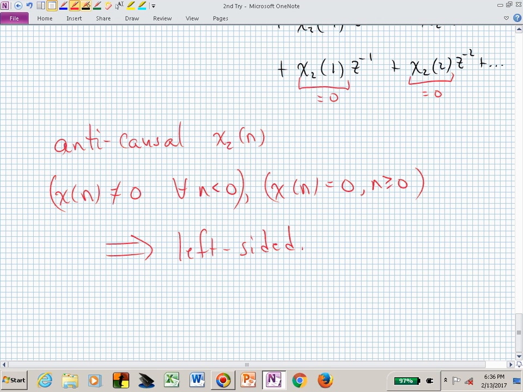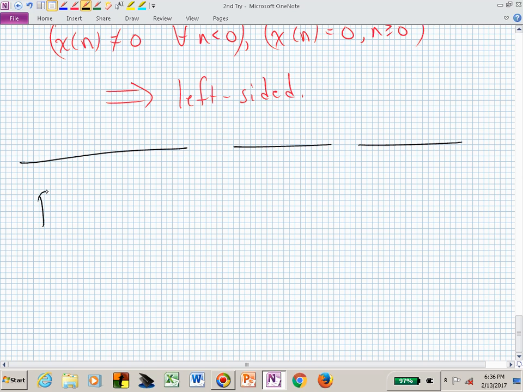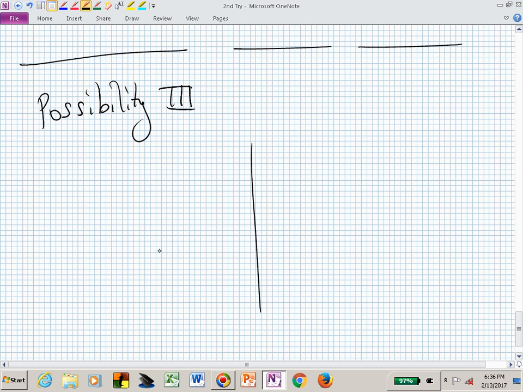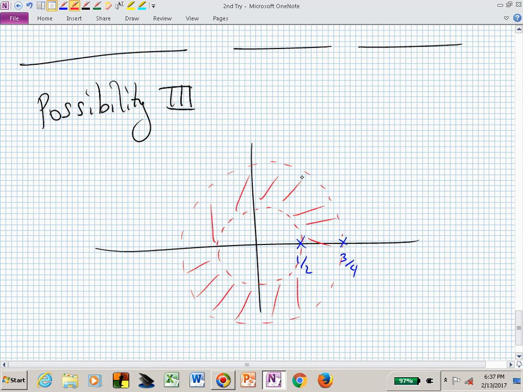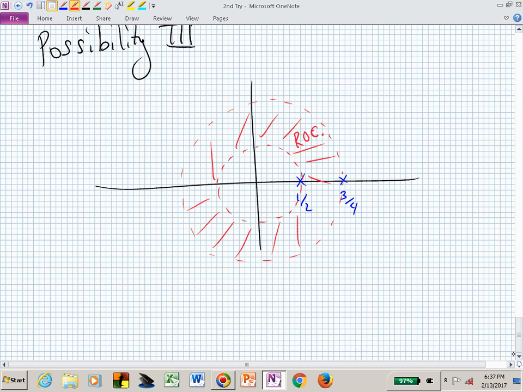But let's now look at the third possibility, relative to these two poles. We have a pole at 1/2, and we have a pole at 3/4, and this is really going to test my drawing or sketching abilities. But let's say now here is our region of convergence. It's in between the pole at 1/2 and 3/4. And this is now different from possibility 1 and possibility 2. It's really sort of a combination of those two.